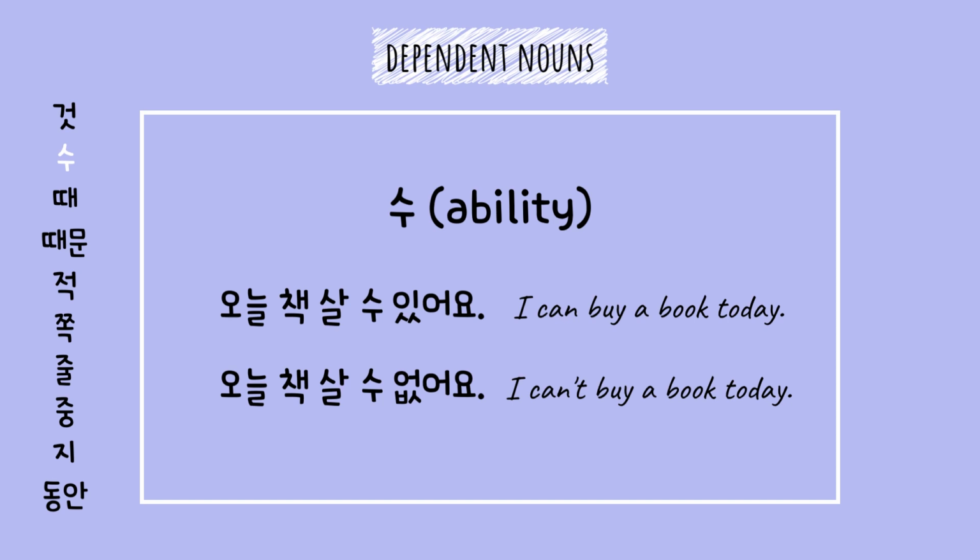Literally, these sentences mean, for me, the ability to buy a book today exists. And the second one, for me, the ability to buy a book doesn't exist. Maybe it is a bit easier if you think of it in this way instead of trying to translate it into English completely with can or can't.